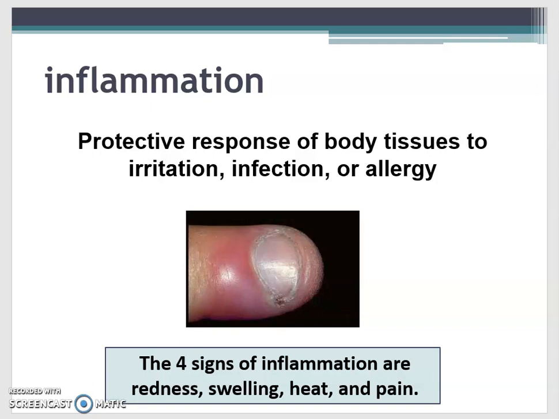The 4 signs of inflammation are redness, swelling, heat, and pain. So inflammation, once again, our suffix for this is itis. I want you to remember that inflammation does not mean infection. Something can be inflamed, but not infected. However, the 4 signs of infection are kind of the same. The difference is you'll have these 4 things, and you'll also see pus or other indications of infection.